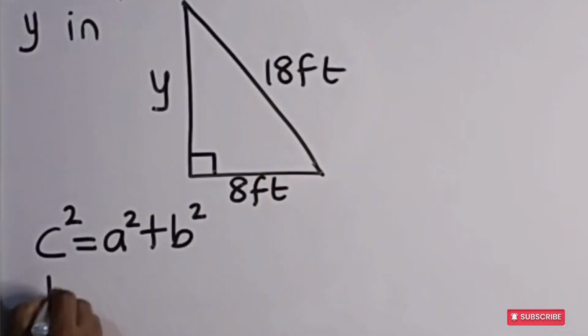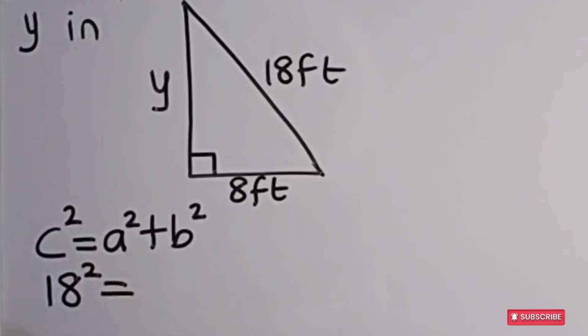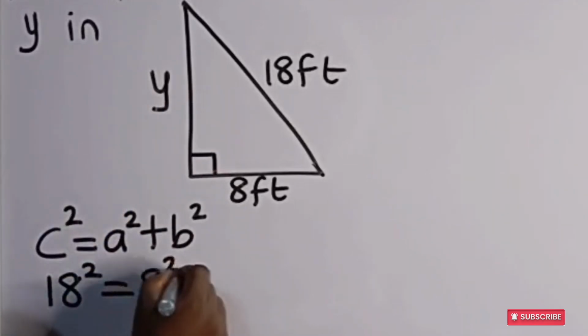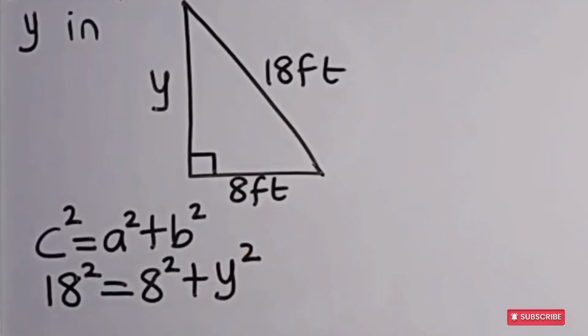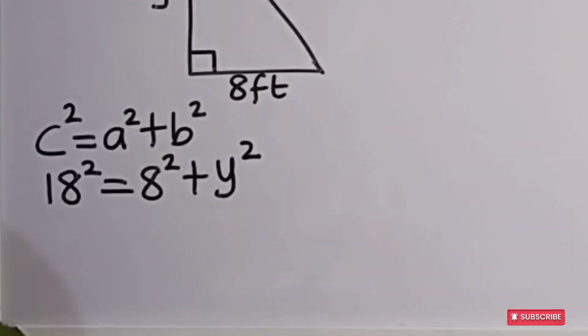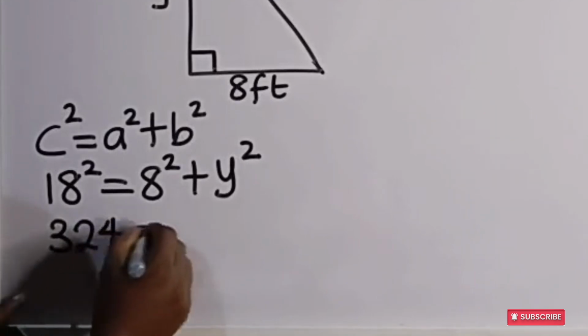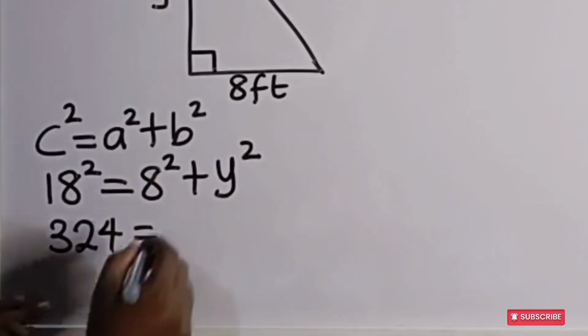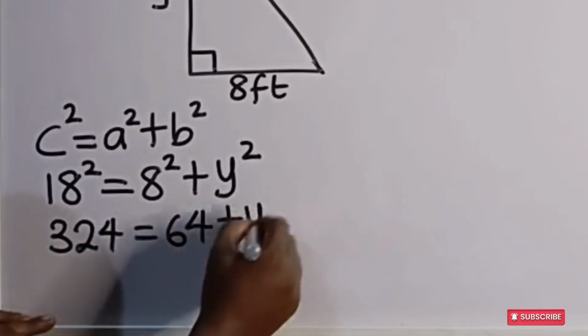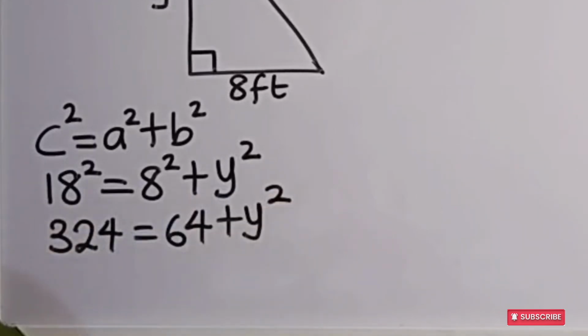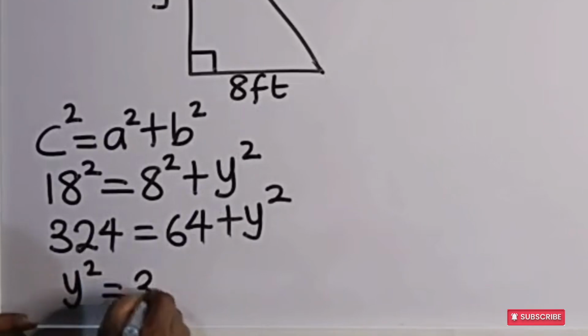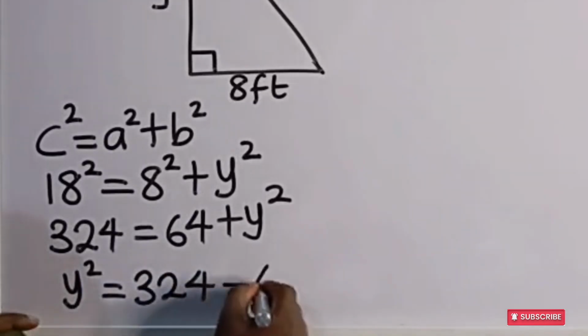So we have 18 squared is equal to, we can choose any of these ones, so we can say 8 squared plus y squared. So what's 18 squared? 324. So we have 324 is equal to 8 squared, which is 64, plus y squared. So we can move 64 to the left. It becomes minus. So we can write this as y squared is equal to 324 minus 64.